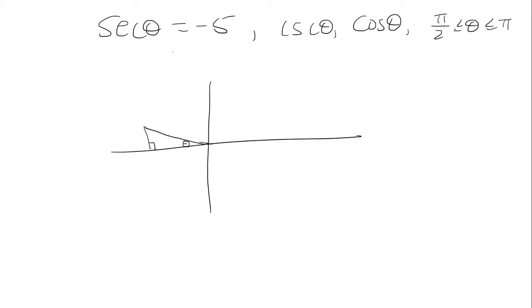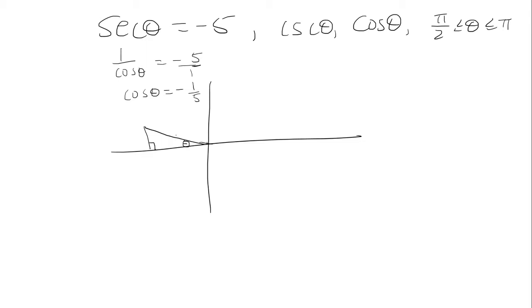Secant theta is -5. We know that secant of theta is 1 over cosine. So if I solve for cosine, I have to flip both sides. If I flip 1 over cosine, it just becomes cosine. If I flip -5, well, you can think of -5 as -5 over 1. So if I flip that, I get -1 over 5.